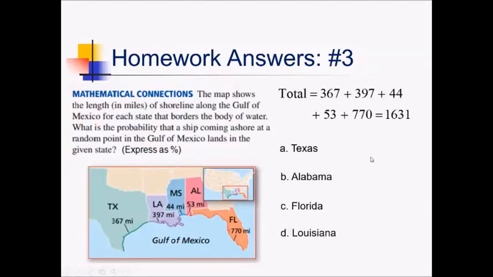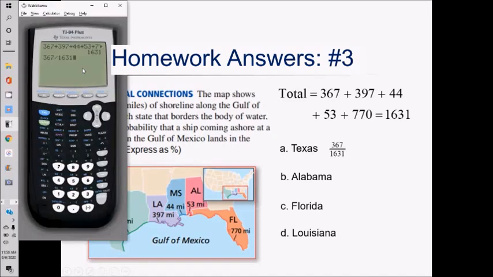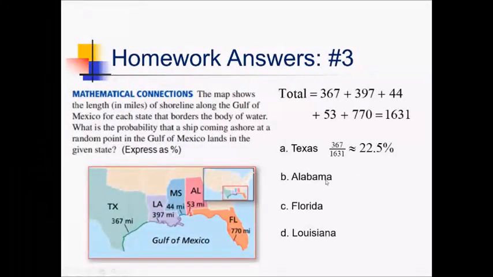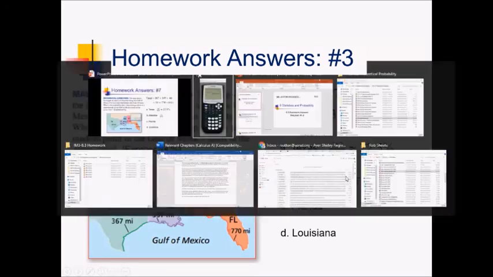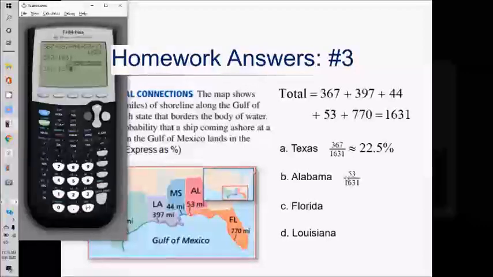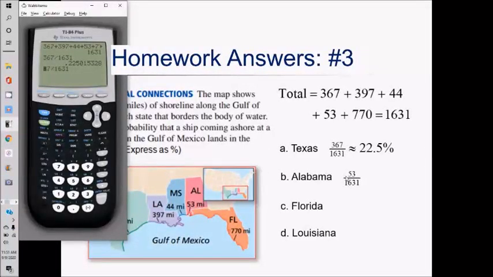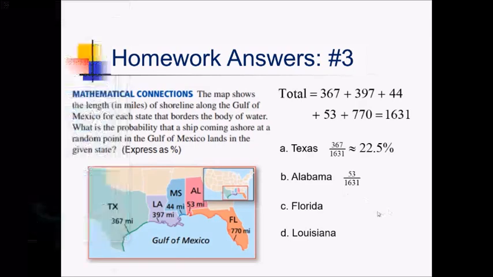And now to figure out the chances that you wash ashore on Texas, that's going to be the Texas coastline, 367, divided by the total possible here of 1631. And let's just convert each of these to a percentage. So I'll do that on the calculator. So 367 divided by 1631, that's going to be 22.5%. Now for Alabama, we're going to have 53 over 1631. And back on the calculator, let me just yank my input from before, and I'll replace the 367 with just 53. Enter, and that's only like a 3.2% chance for Alabama.